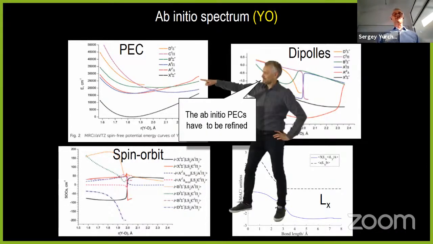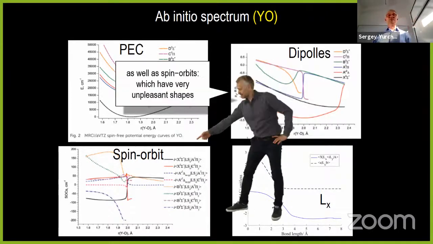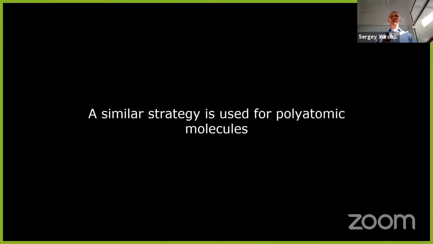And again, everything has to be refined. The shapes of the spin-orbit couplings and the dipole moments are not so pleasant, and we have to deal with that. A similar strategy is used for polyatomic molecules. I don't go into that. The main difference is that the size of the problem is much bigger.